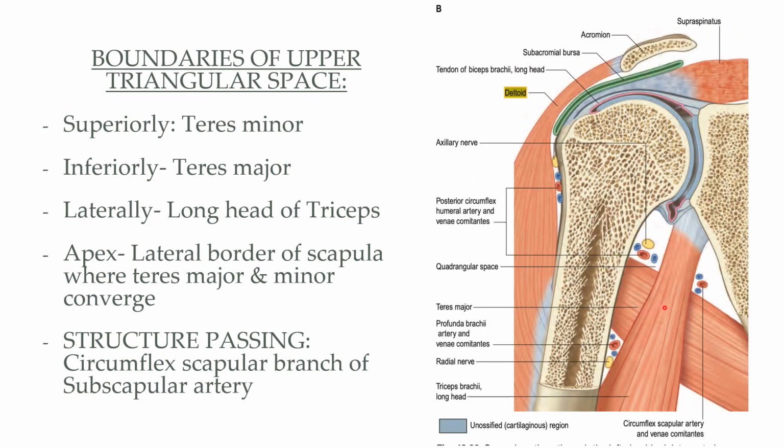This illustration is to show you the structures passing through upper triangular space. Here, this is the upper triangular space, where you can see this is long head of the triceps, this is teres major muscle. Teres minor has been removed in order to expose these structures, and these structures are circumflex scapular artery and vein. Circumflex scapular artery is accompanied by two veins, which are the venae comitantes. They form the content of upper triangular space.